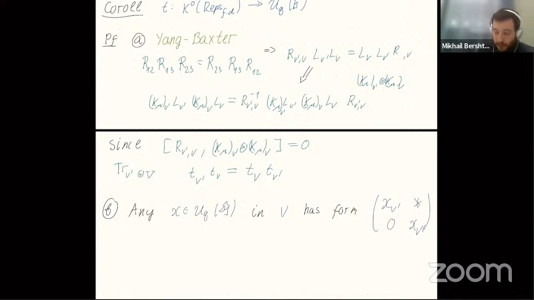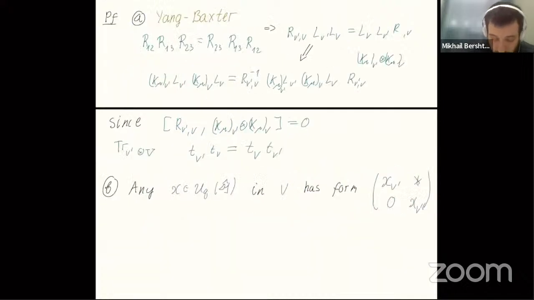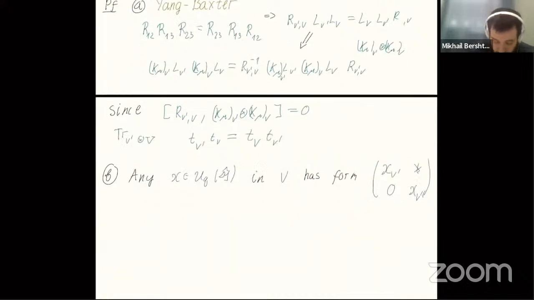Hence, the L operator will be a product of an element of such form and an element of the universal R matrix of the quantum group. We multiply by the Cartan element, which also has this form, and then take the trace. And we get the sum of two summands, which correspond to TV prime and TV double prime. Okay, this is for B.